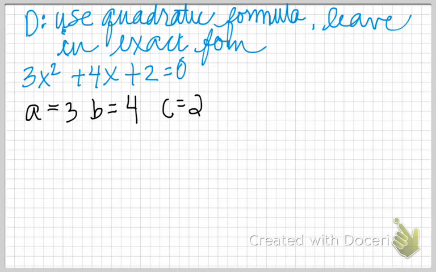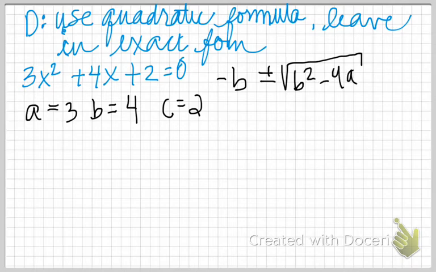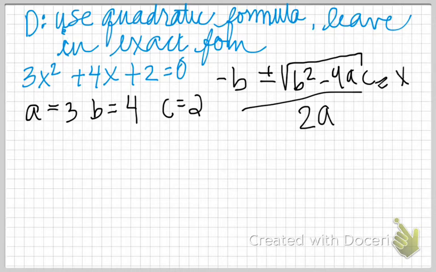Quadratic formula, rewrite it so that way you know it if you can remember it. Negative b plus or minus the square root of b squared minus 4ac, all over 2a, is equal to x. So I start applying it. Make sure you use parentheses because that way you don't make sign errors.